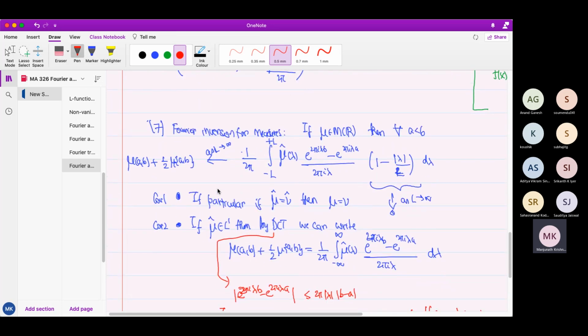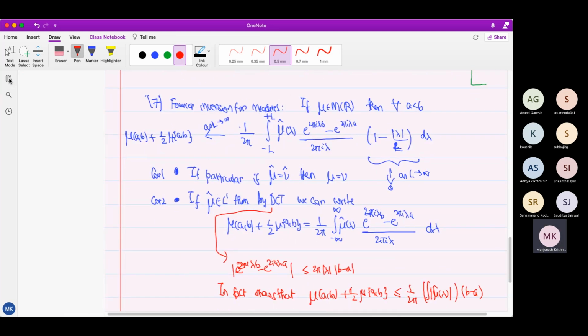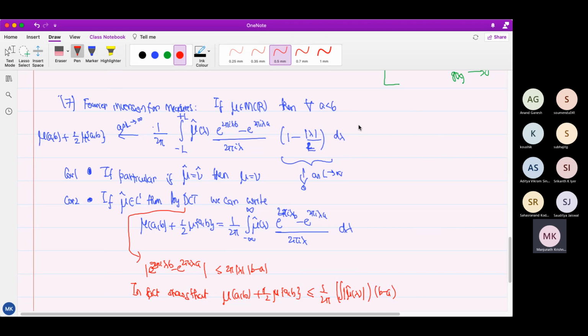I will leave a few things as exercise here, or as analogous to the previous one. So this one we will not do. Proof similar to the circle case.